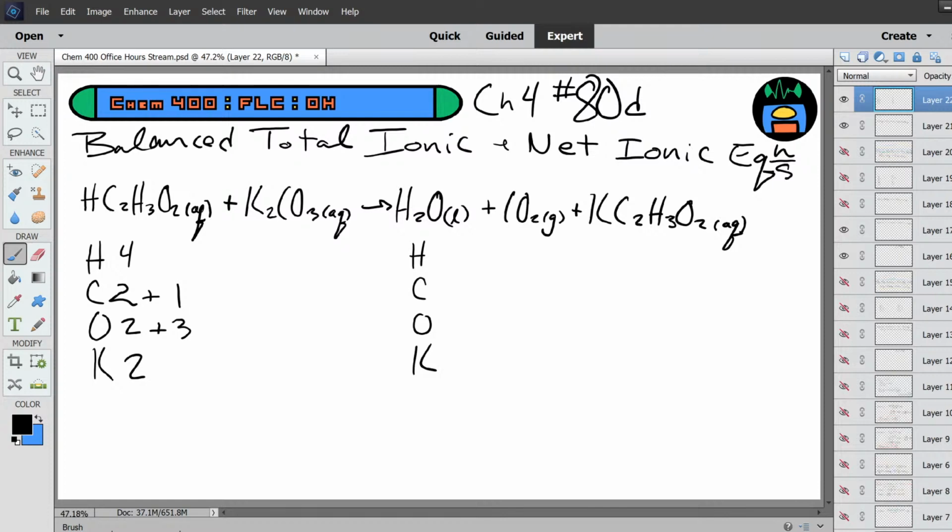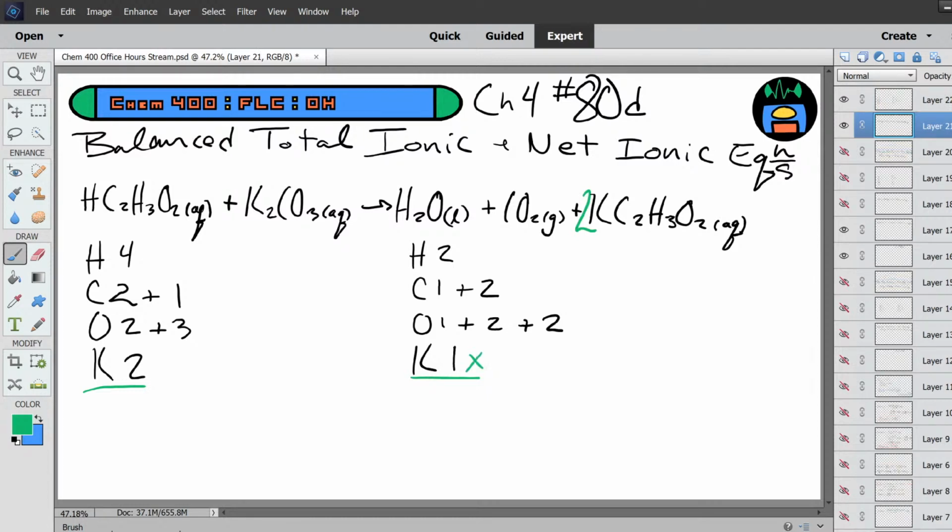All right. Now on our product side, we have 2 hydrogen, 1 plus 2 carbon, 1 plus 2 plus 2 oxygen, and disconcertingly 1 potassium. All right, so this one is not balanced. We have to do some work here. Potassium looks pretty straightforward. We need 2 on our product side to be balanced.